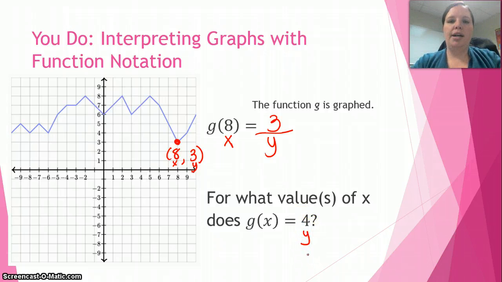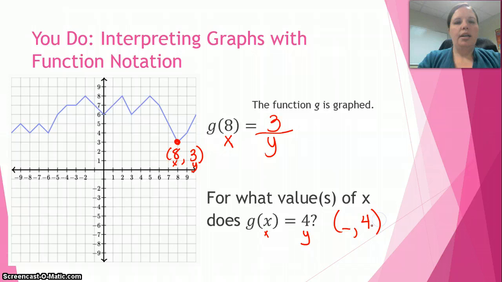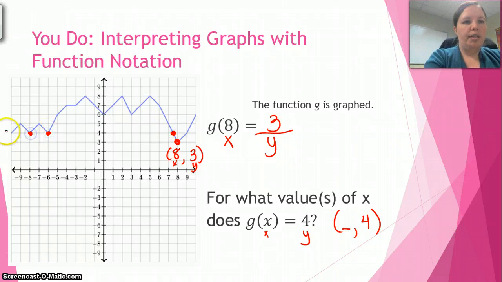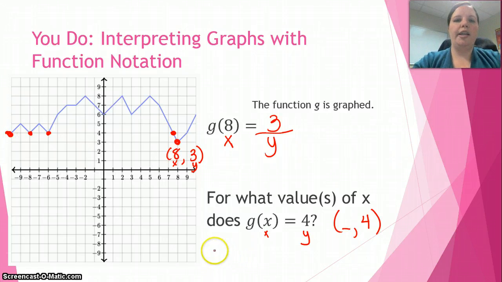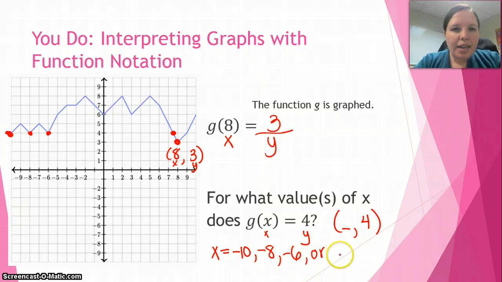For what values of x does g of x equal 4? Well, 4 is your y value. We're looking for our x value, so we want to know what blank, comma 4. So if I go to a y value 4, how many points do I have? Well, here's a point where the y value equals 4. Here's a point, and almost off the screen is a point. So we look at the x values. x could be -10, -8, -6, or that looks like it's about at 7.5.